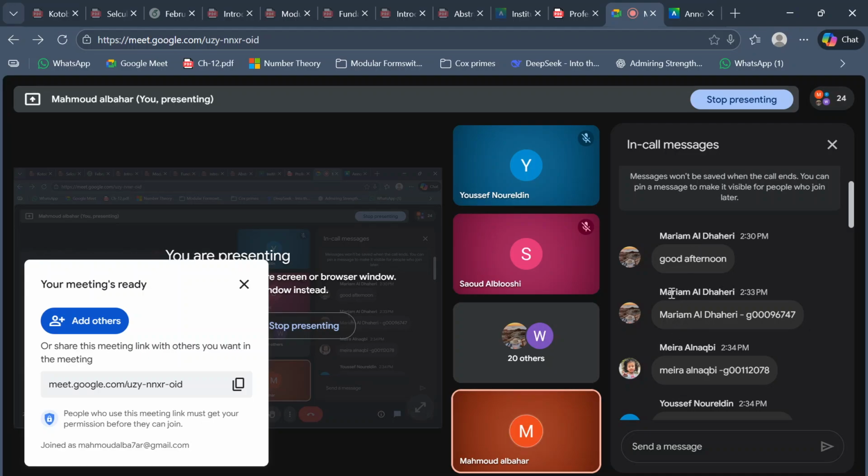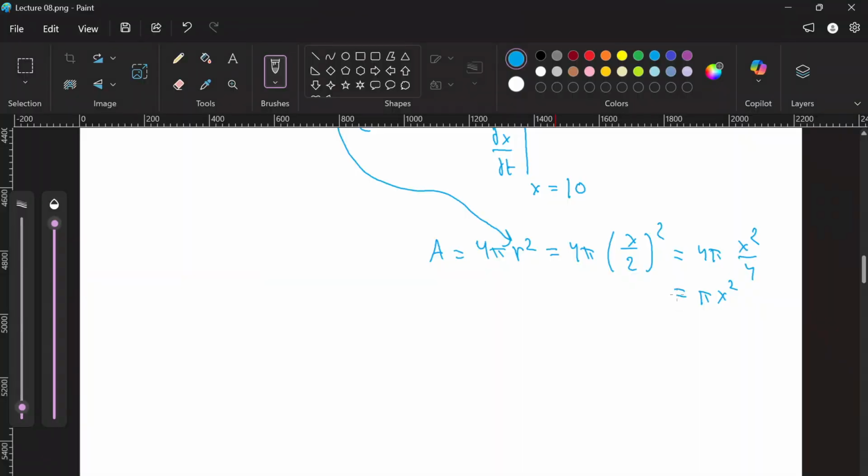Mariam, do you hear me? Yes, I hear you. What's the derivative with respect to t for A? So we have, with respect to t, dA over dt equals what? It's going to be 2 pi x dx over dt, right? Yeah. Thank you.